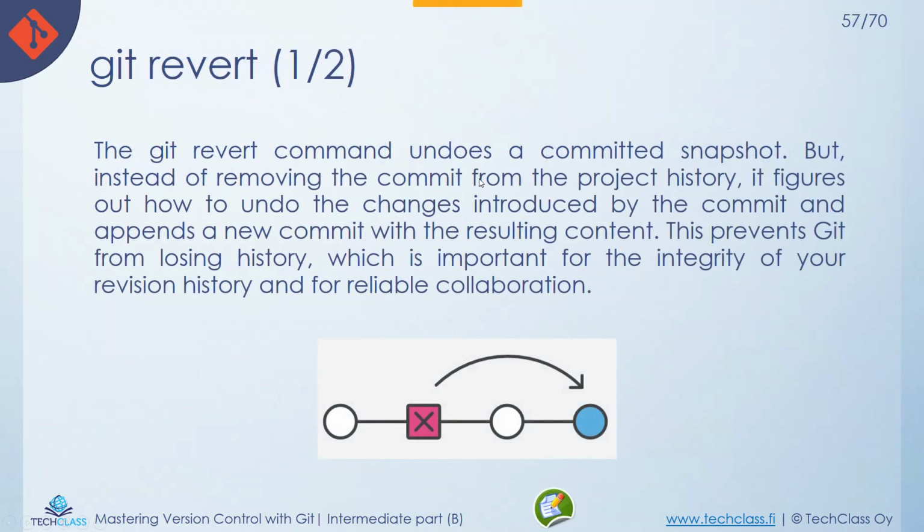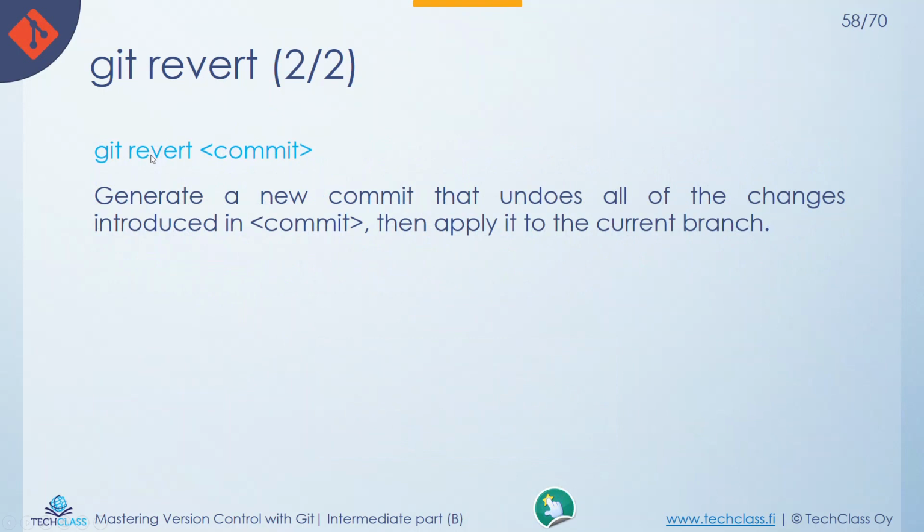We already got familiar with git checkout. Let's see git revert now. What the git revert command does is undo a committed snapshot. If something goes wrong and the project is not working for some reason, by using git revert and the name of that commit, we are getting back to the state that it used to be before applying that commit. Here you can see the actual command.